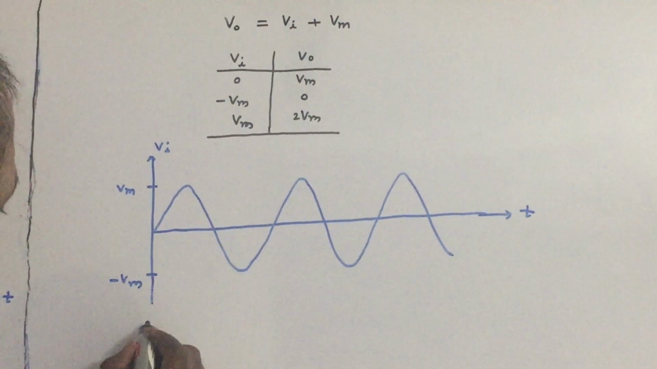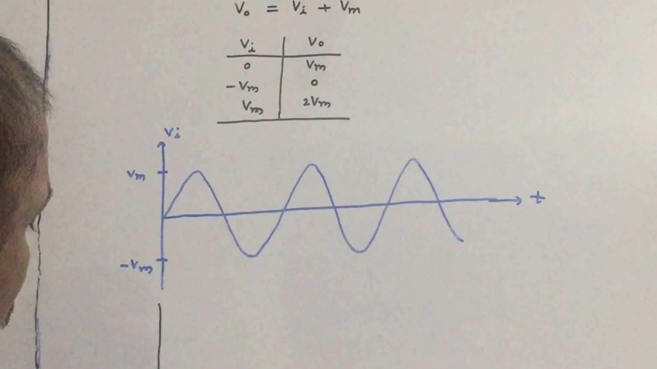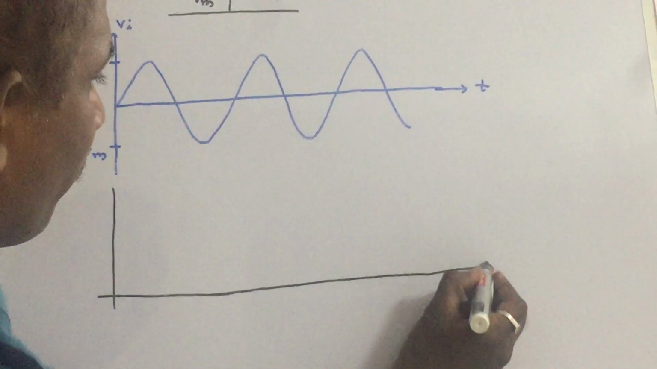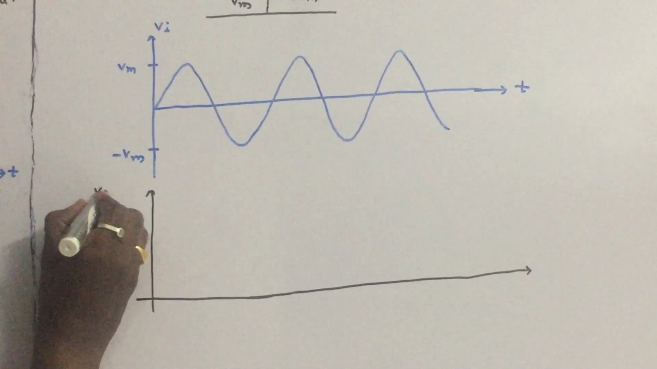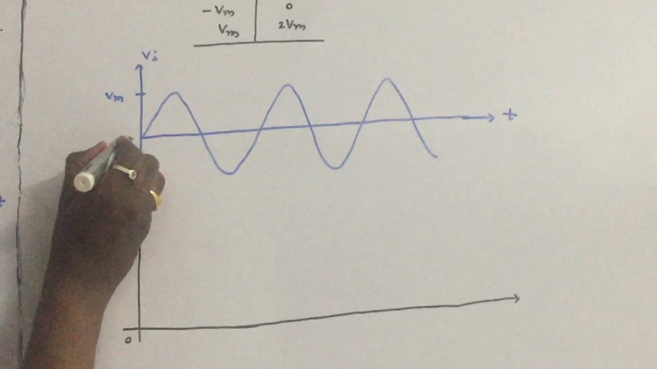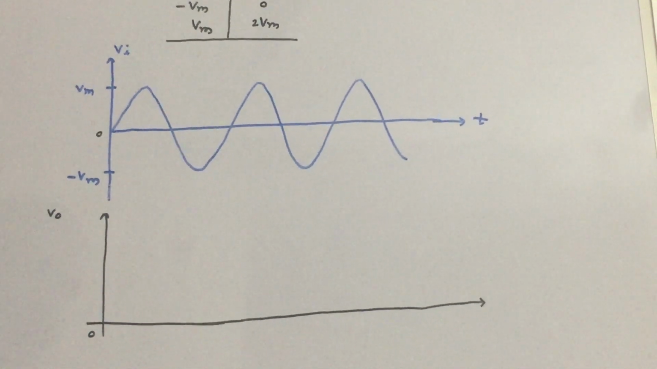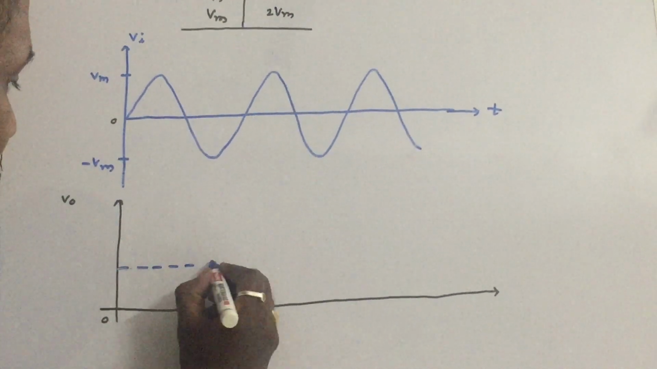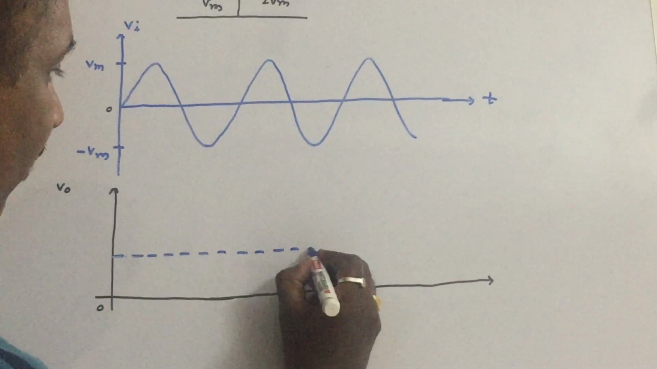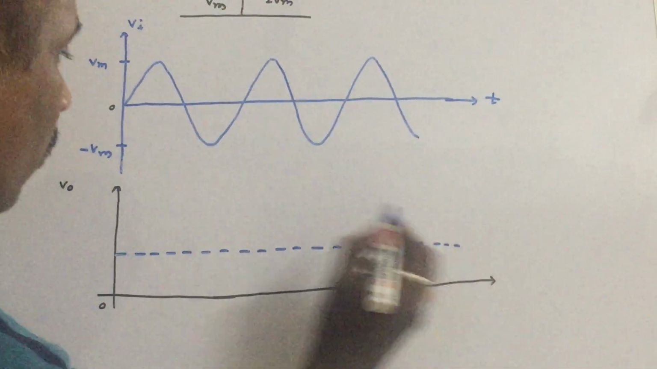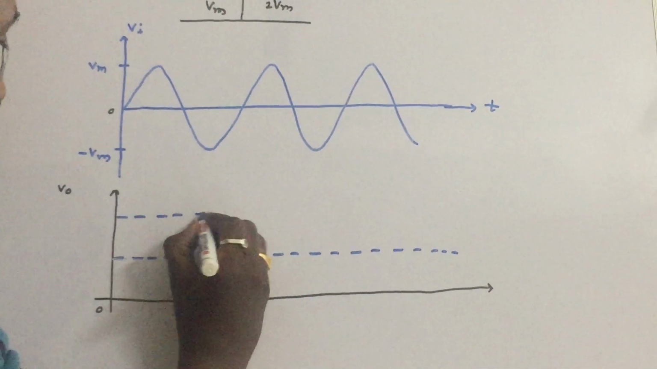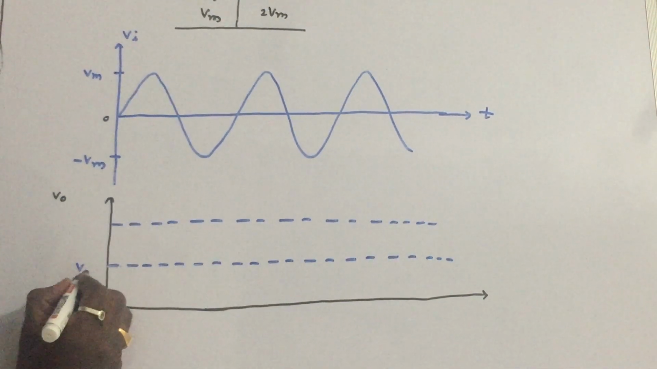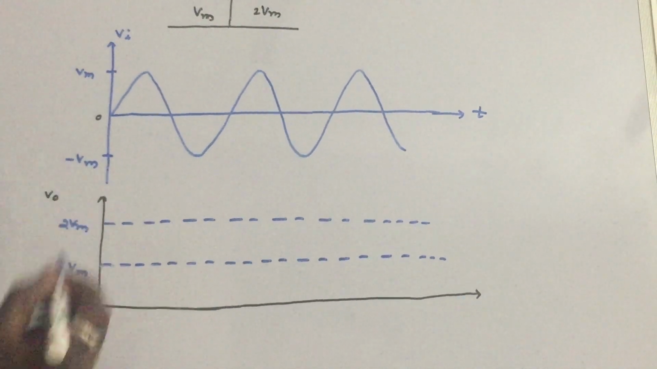First let us draw the output waveform. Just understand how to draw the output waveform. So this is V0 here, this is the 0 line, so this is also the 0 line here, DC level 0. Just make the Vm line, DC level Vm line, and the 2Vm line. Just mention it with dotted lines. So this is Vm, and this is 2Vm.